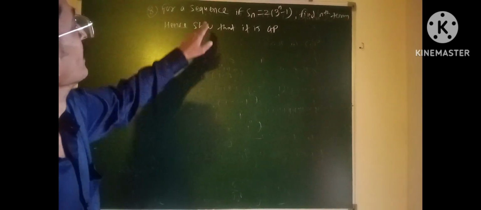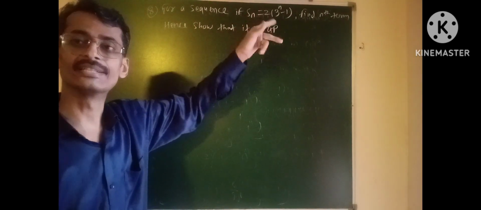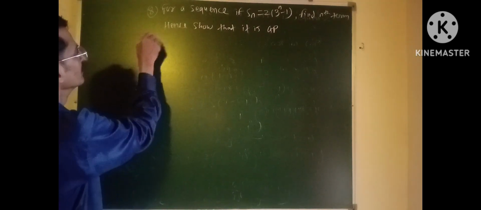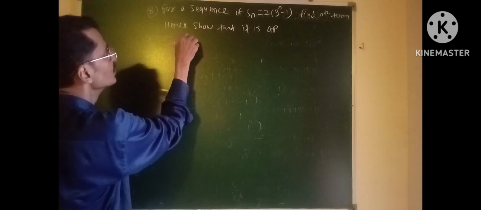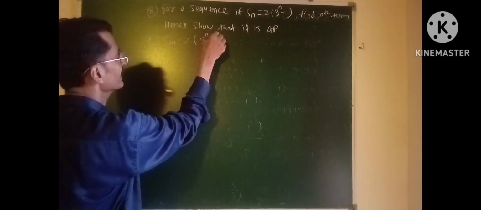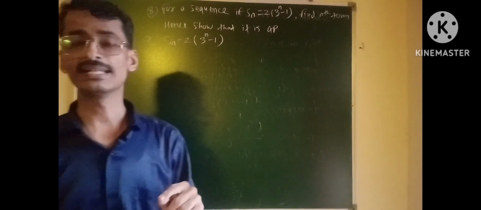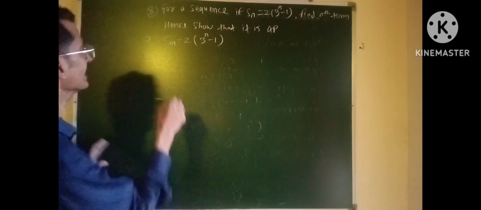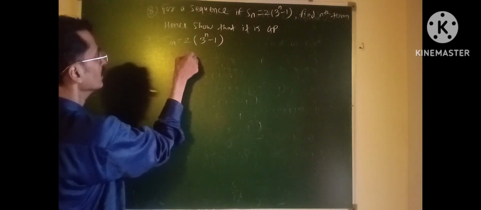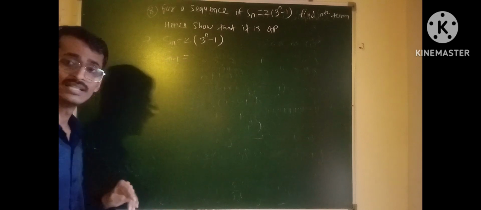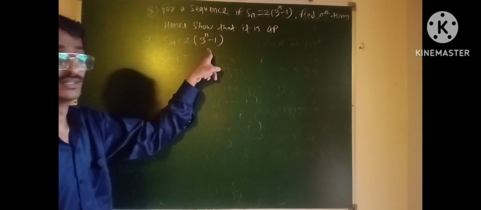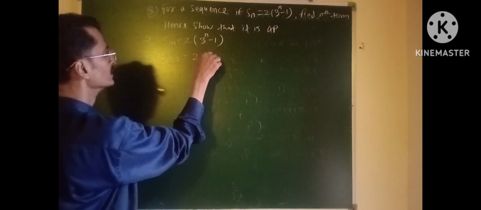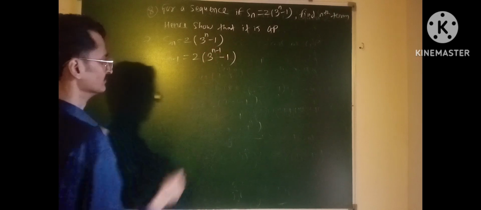Now here Sn is given and we want the nth term, that is Tn. So from Sn, how can we find Tn? Sn is 2 into 3 raised to n minus 1. Now from Sn, either find Sn plus 1 or find Sn minus 1. Let us find Sn minus 1. So here we write n minus 1 in place of n. Replace n by n minus 1, the remaining stays the same. So 2 into 3 raised to n minus 1 minus 1.